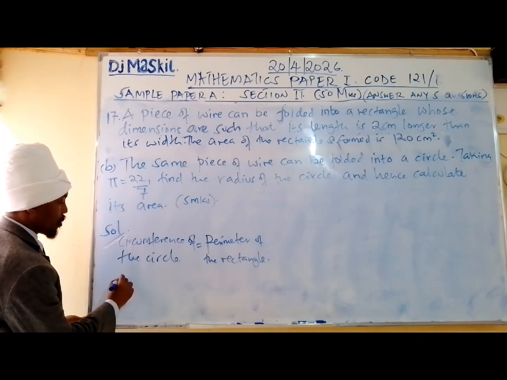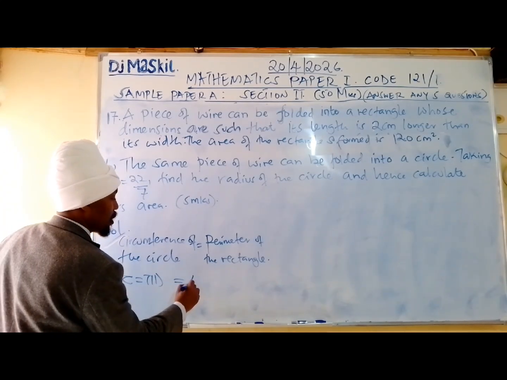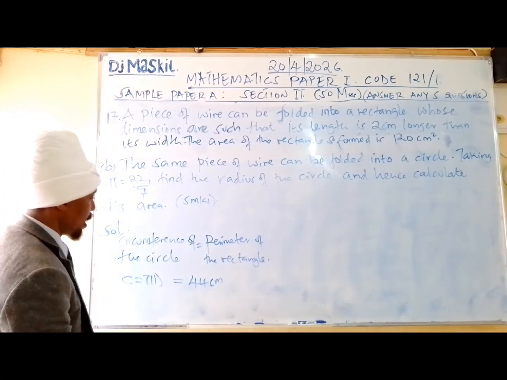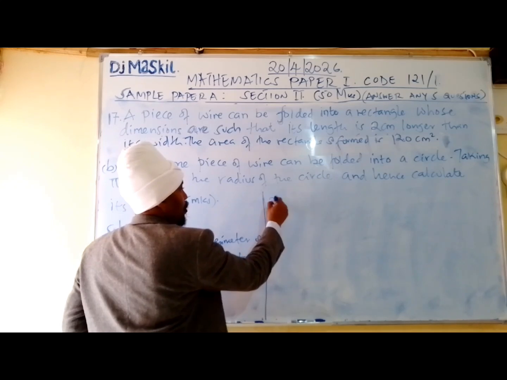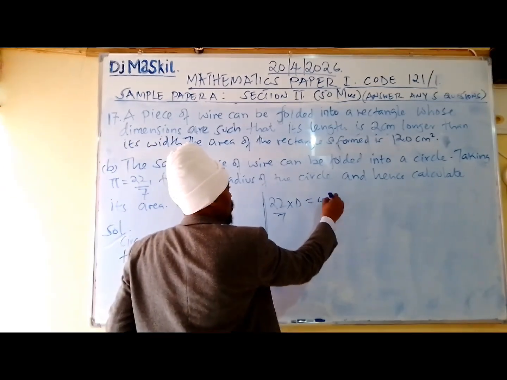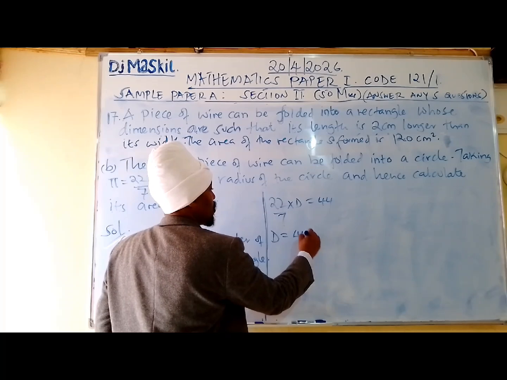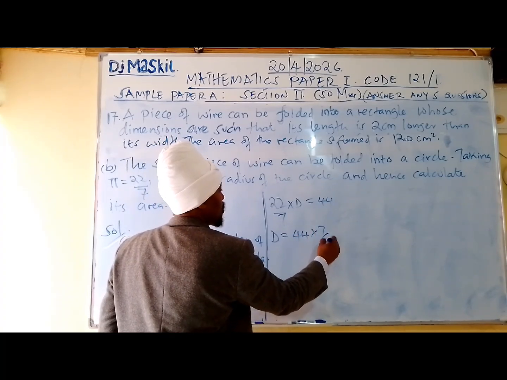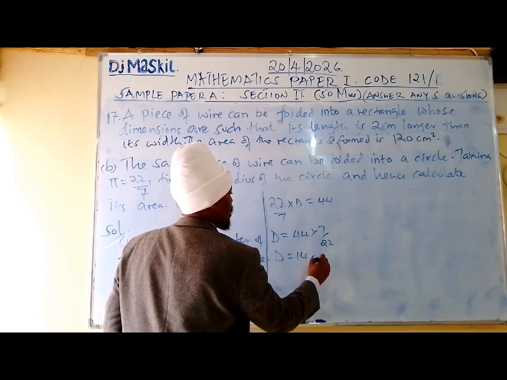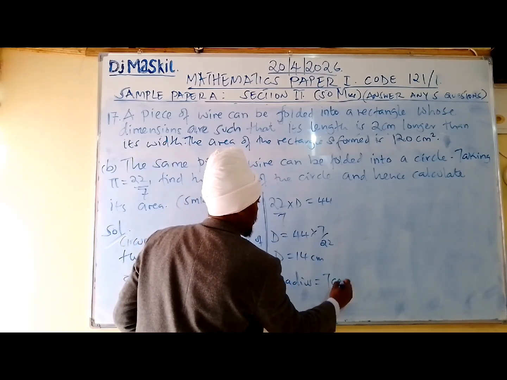Therefore, circumference is pi d, and this one is equal to 44 centimeters, the one that we found earlier. Therefore, pi, which is 22/7, times the diameter is equal to 44. So the diameter will be given by 44 multiplied by 7/22. So this one will give you diameter is equal to 14 centimeters. Therefore, radius is 7 centimeters.